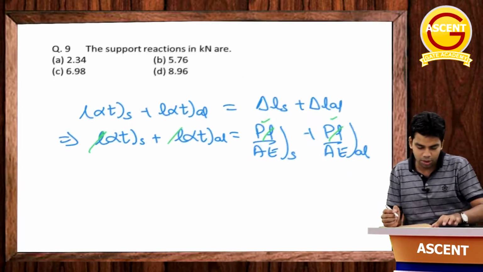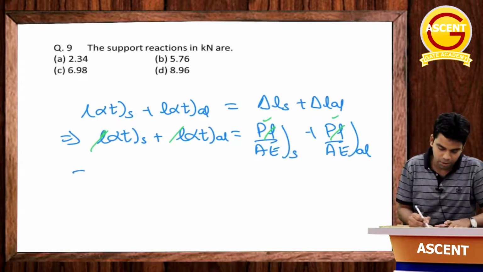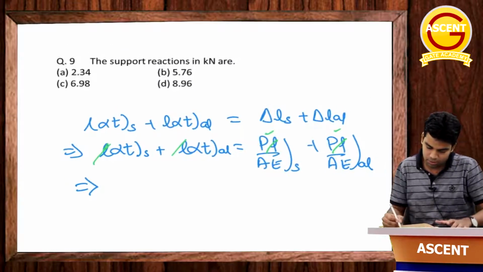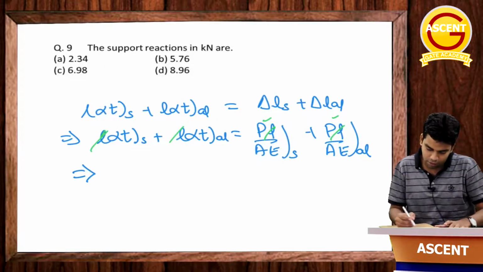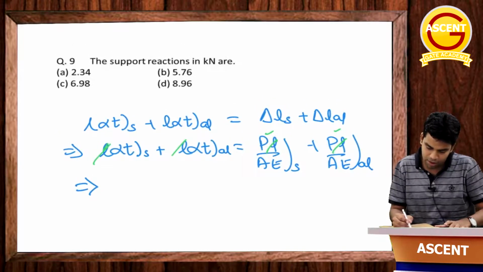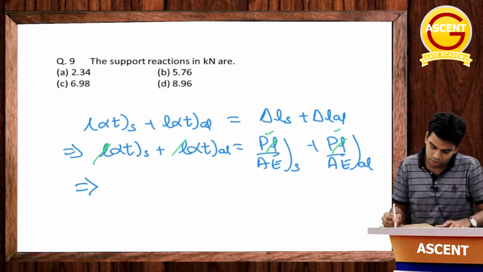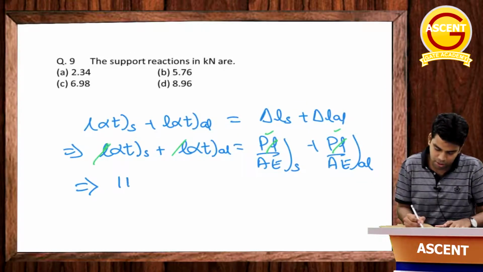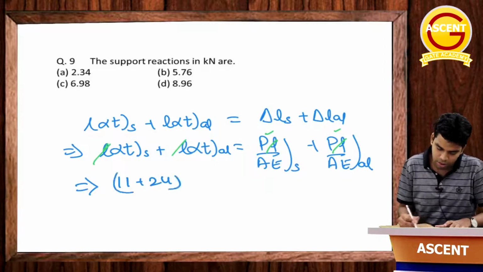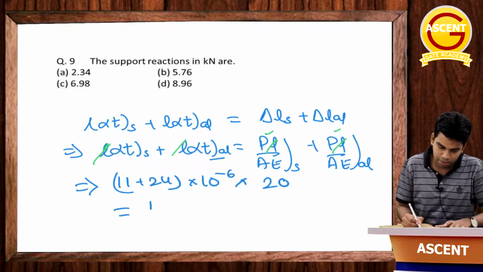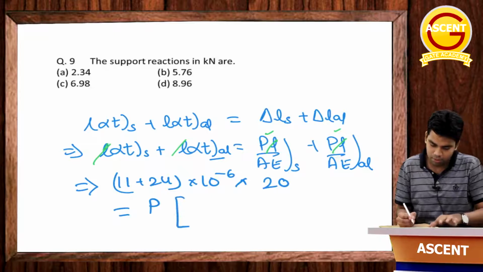Okay, so just put all the values. So we will get: alpha of steel and alpha of aluminum is given. Alpha of steel is 11 into 10 raised power minus 6 and alpha of aluminum is 24 into 10 raised power minus 6. So this will be equal to 11 plus 24 into 10 raised power minus 6, into temperature change, which is given as 20 degree centigrade, is equal to P, which will be taken as common.